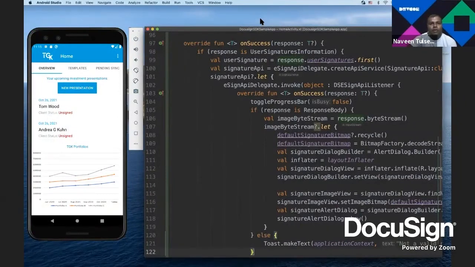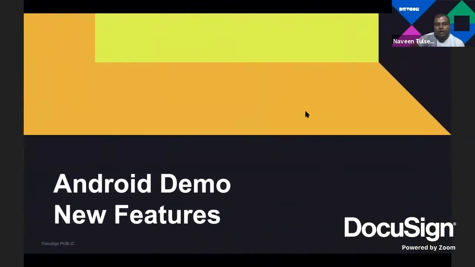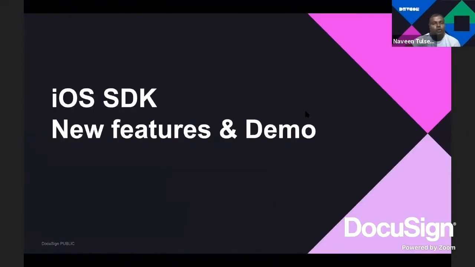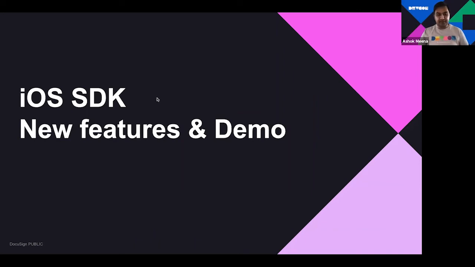So I think this is pretty much about the new features we have in the Android SDK. So with that, I'll switch over to Ashok, who will talk about the new features in iOS. Thank you, Naveen. So now let's take a look at the iOS SDK new features, and we will also see a demo and code snippets along with them.